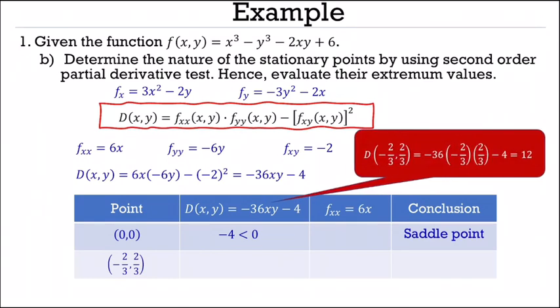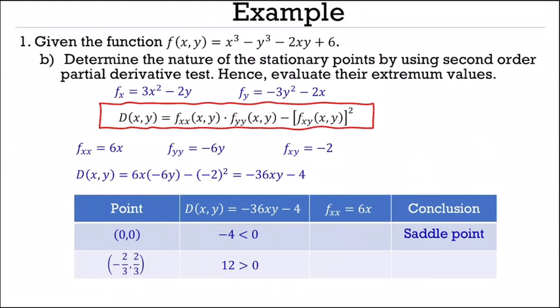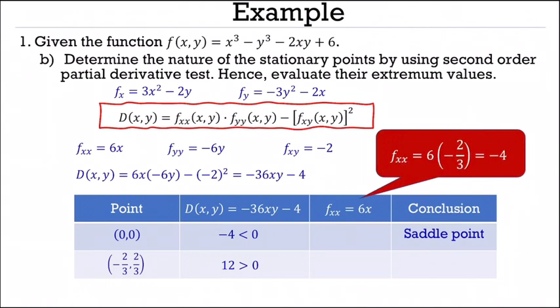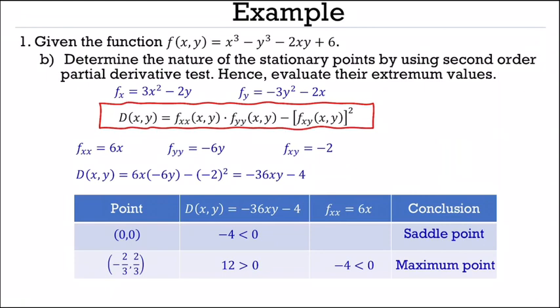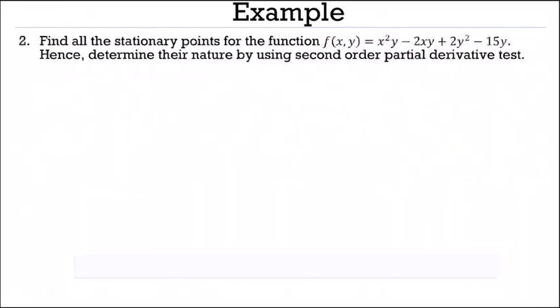Then substitute the point (negative 2/3) into the discriminant and we get 12, which is greater than 0. If the discriminant is greater than 0, there is a possibility that the point is either a maximum or minimum point. So we check the value of f sub double x by substituting negative 2/3 and we get negative 4, which is less than 0. Since the discriminant is greater than 0 and f sub double x is less than 0, the point is a maximum point.